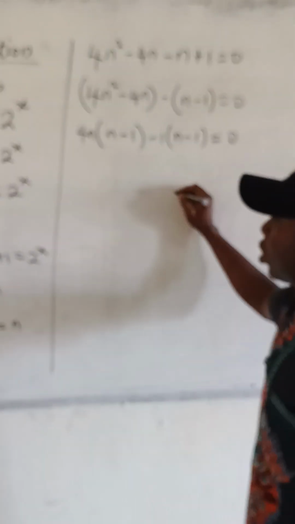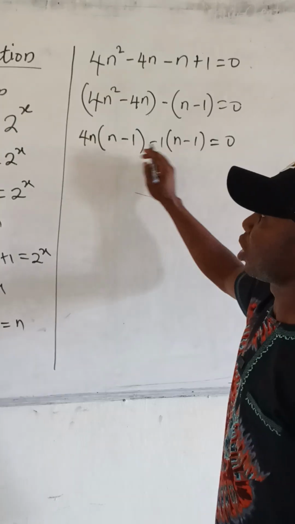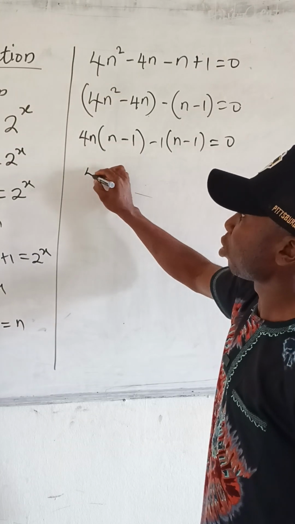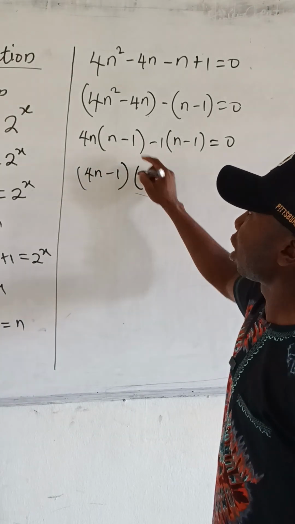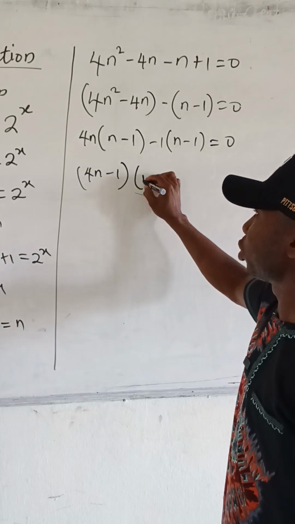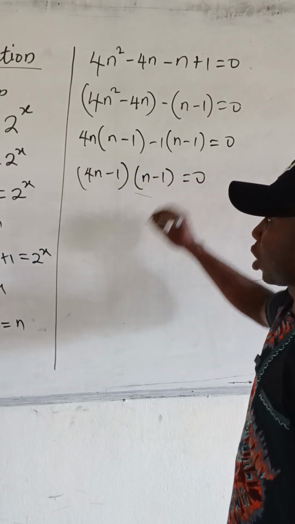All of this is equal to 0. So let's collect everything on the outside bracket. That means we have 4n minus 1, which is this and this. And then this one and this one are the same, so we just pick one of them, which is equal to 0.